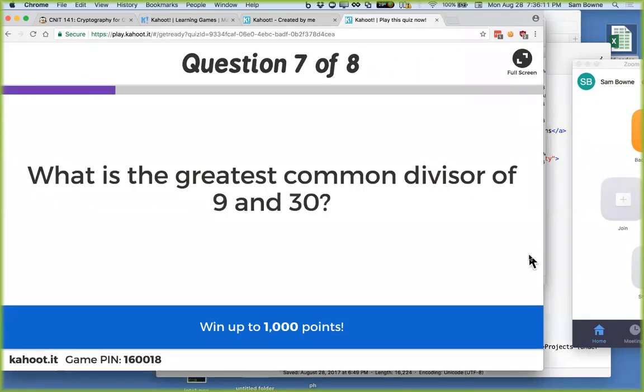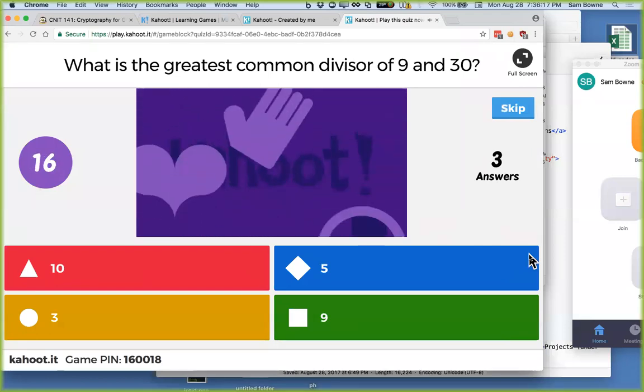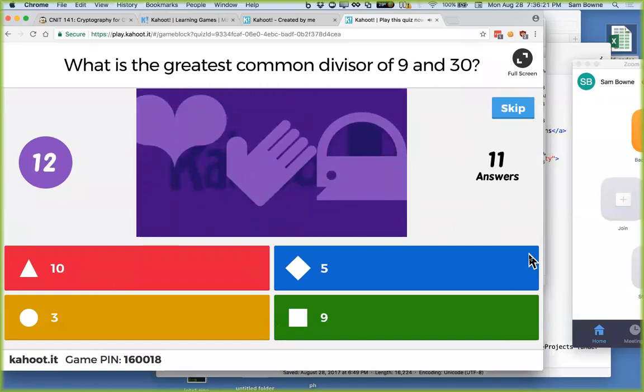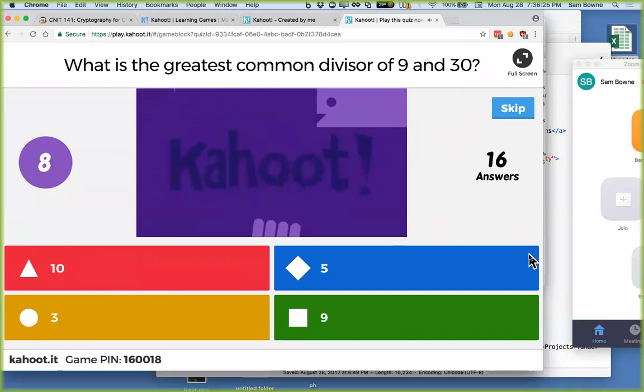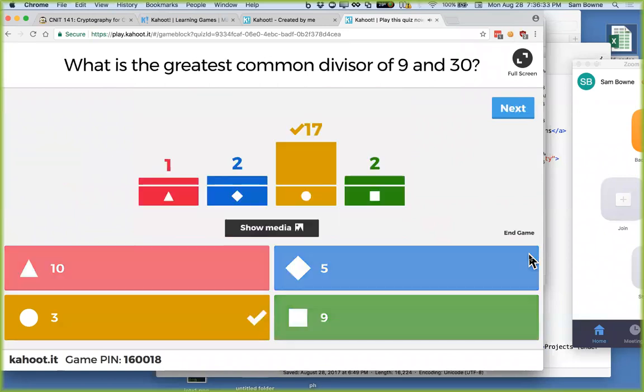Hey, what's the greatest common divisor of 9 and 30? And I'll talk about it after this. There's another little mathematical thing to do. And this is really about as deep as the math is ever going to get. Don't panic.